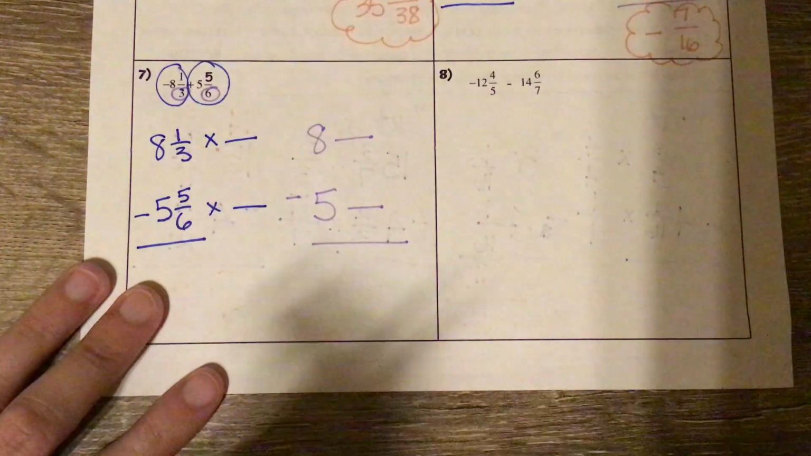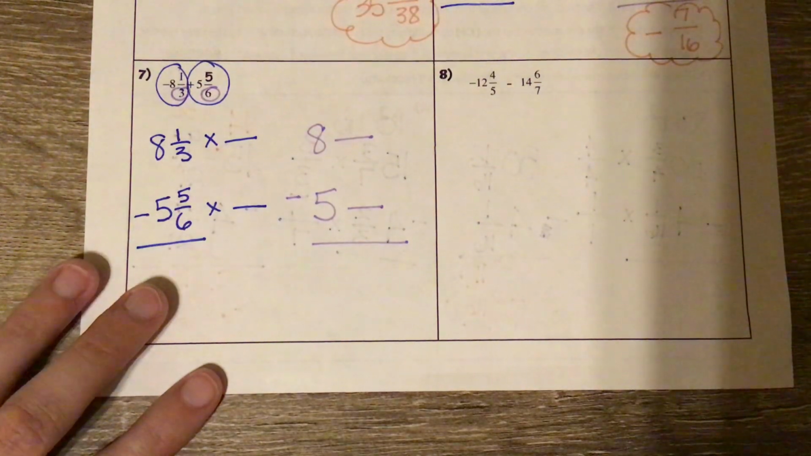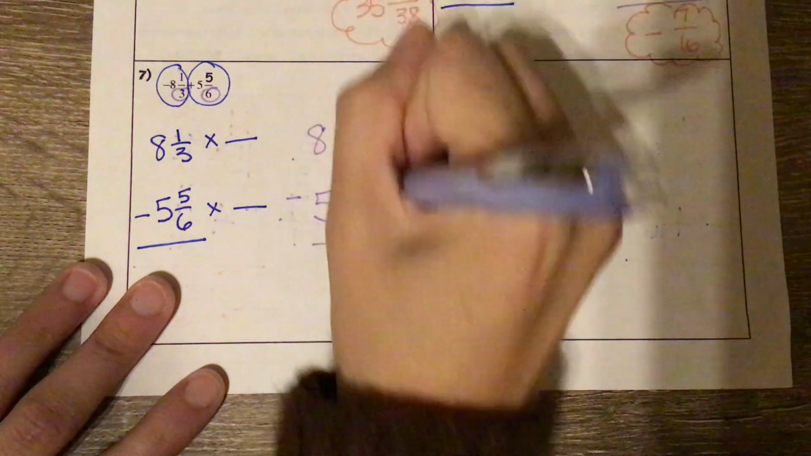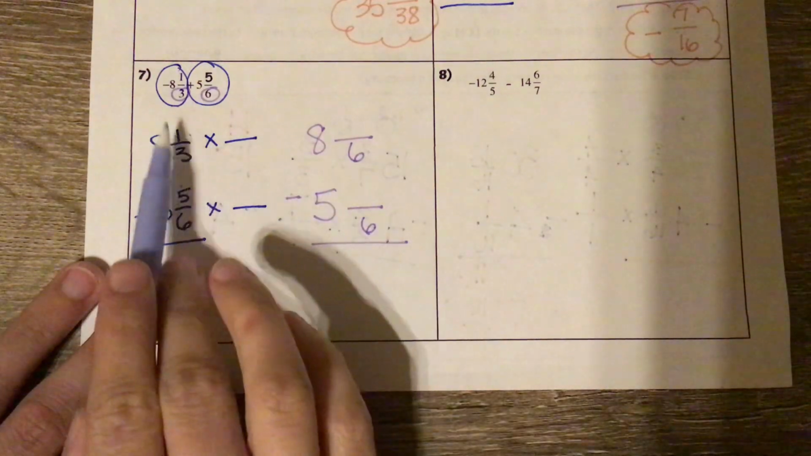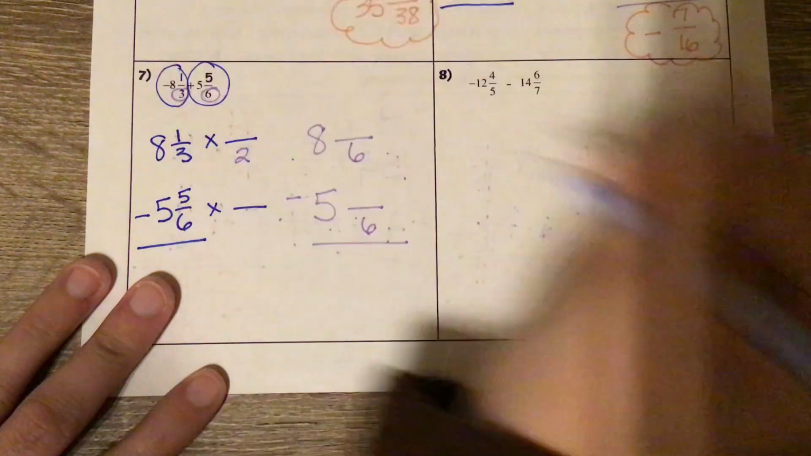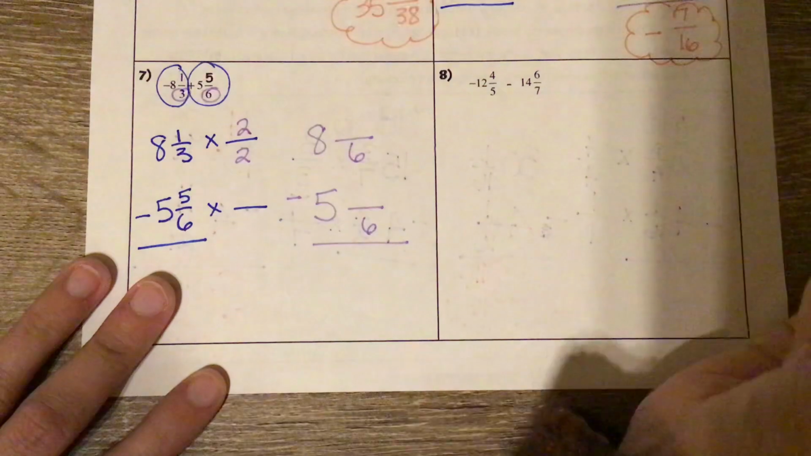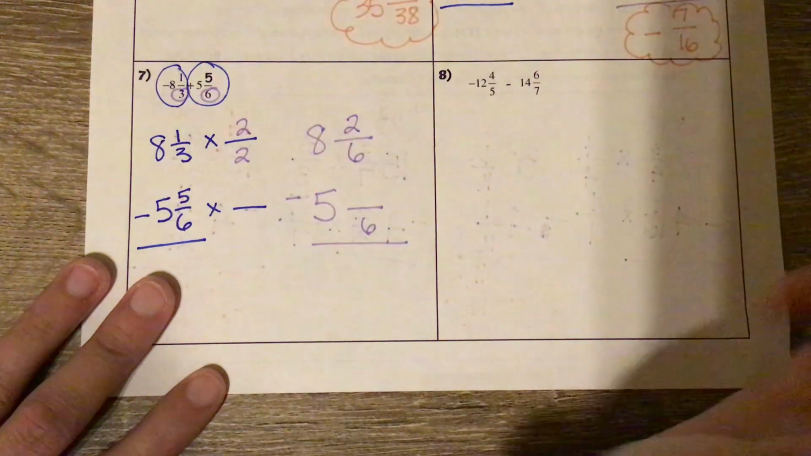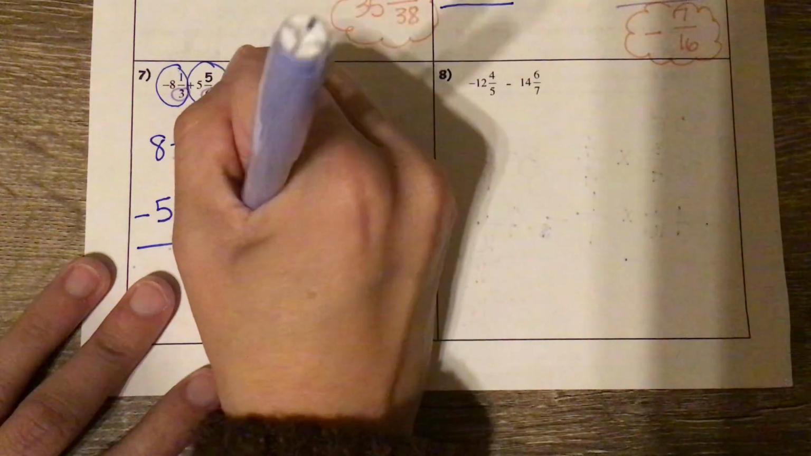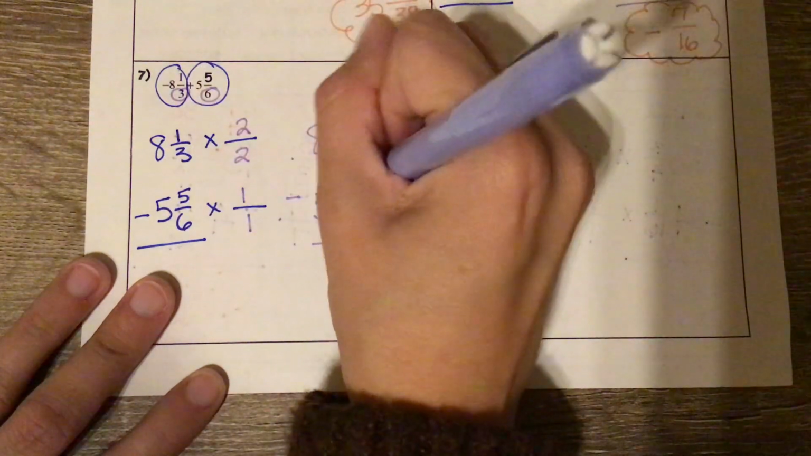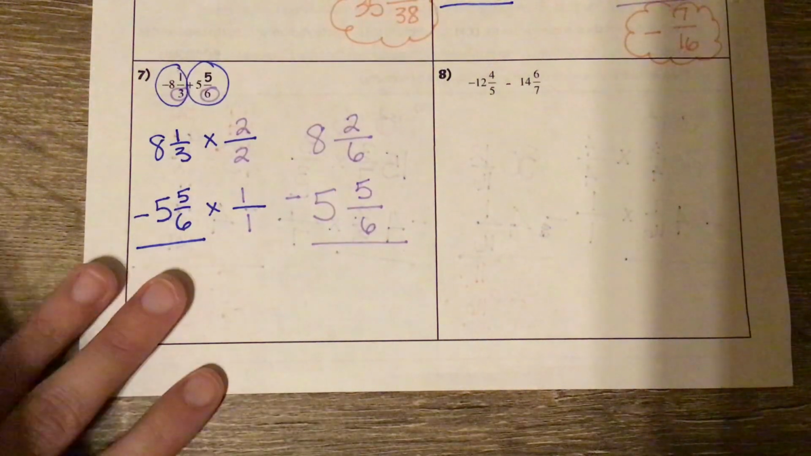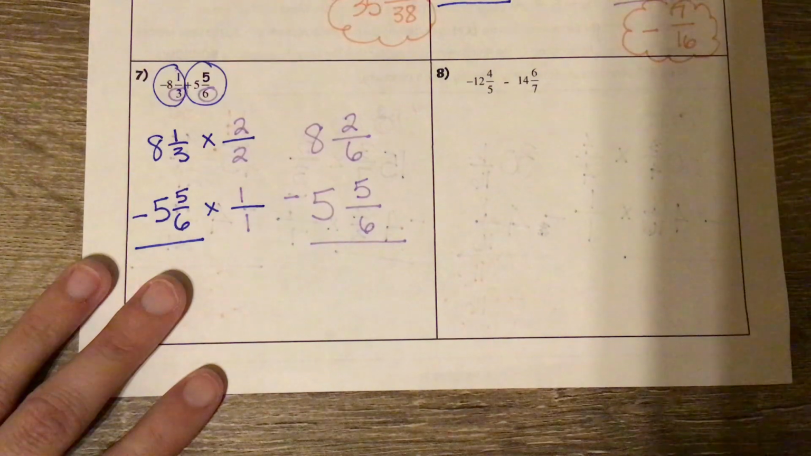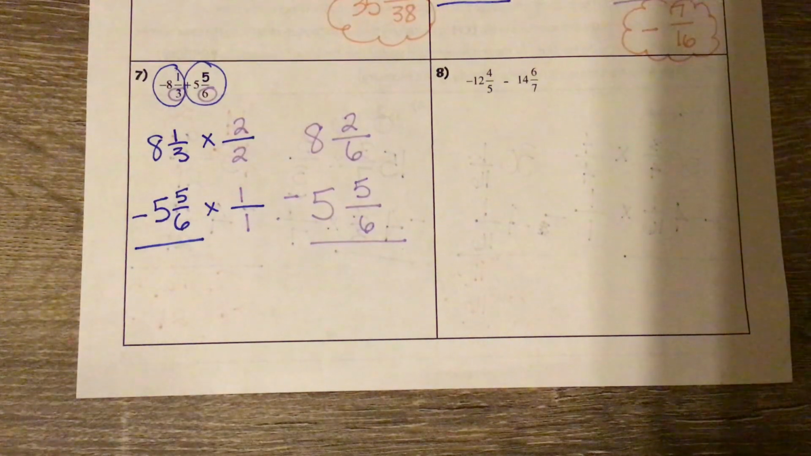3 and 6, their least common denominator is not 18, it's not 12, it is 6. 3 times 2 is 6. Do the same to the top. 1 times 2 is 2. 6 times 1 is 6. Same to the top. 5 times 1 is 5. Now we are going to subtract.